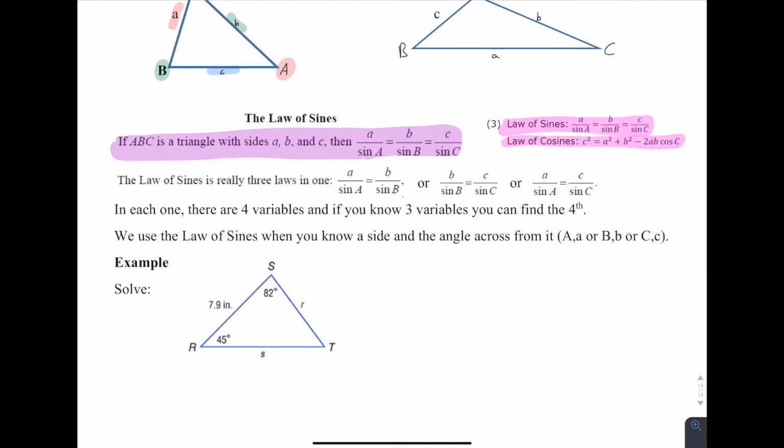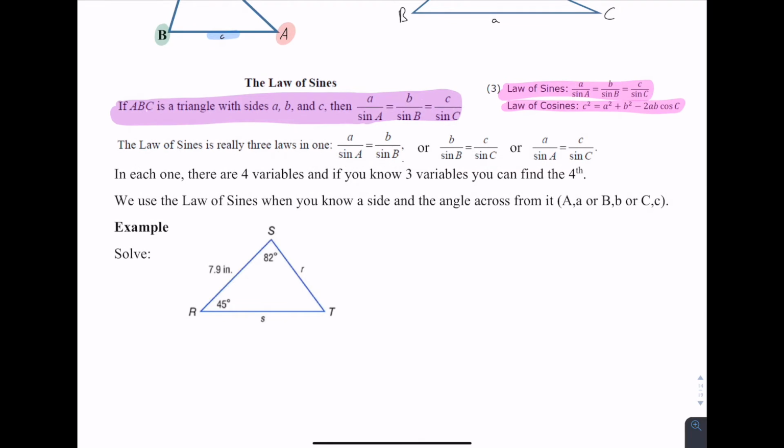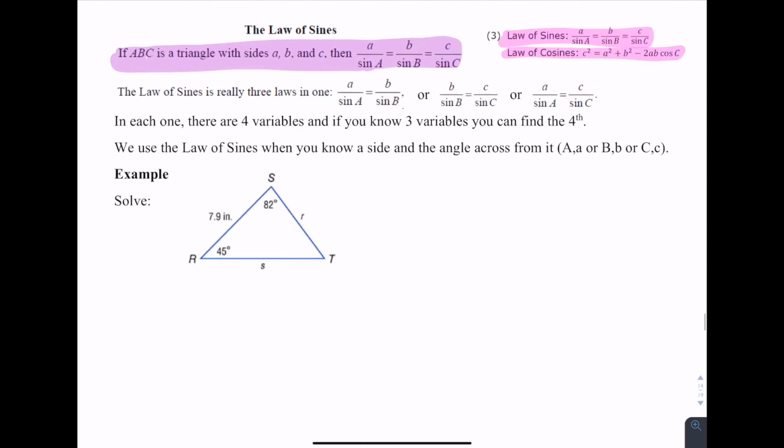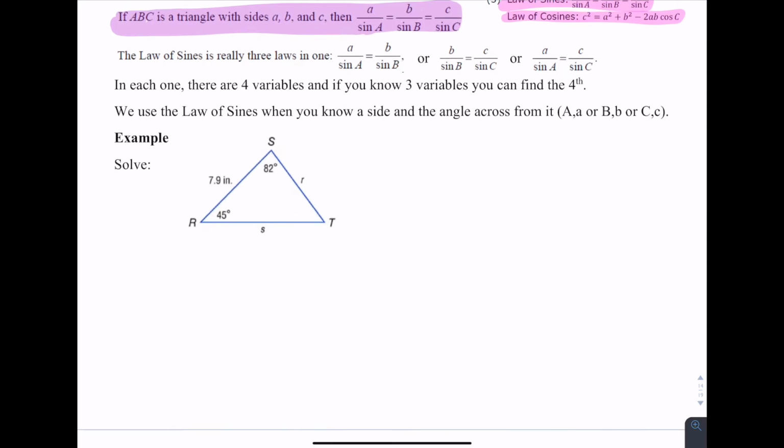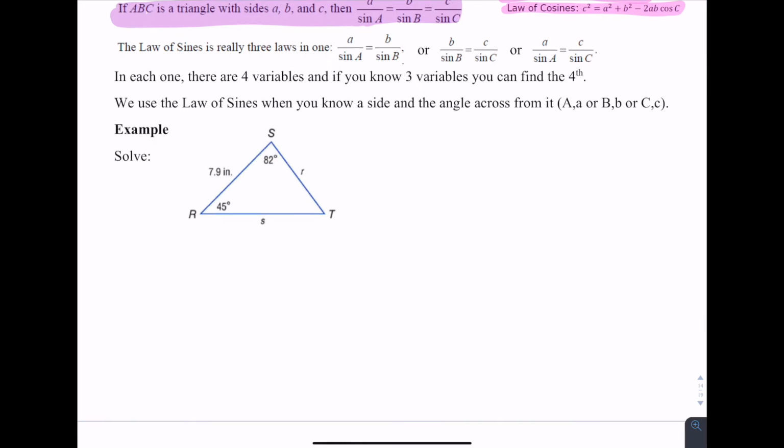The law of sines is really three laws in one. The one with A equals the one with B, the one with B equals the one with C, and the one with A equals the one with C. Okay, so in each one there are four variables, and if you know three variables, you can find the fourth. So we will use the law of sines when you know a side and the angle across from it. So the pairs, a and A, b and B, or c and C. So we're going to solve.